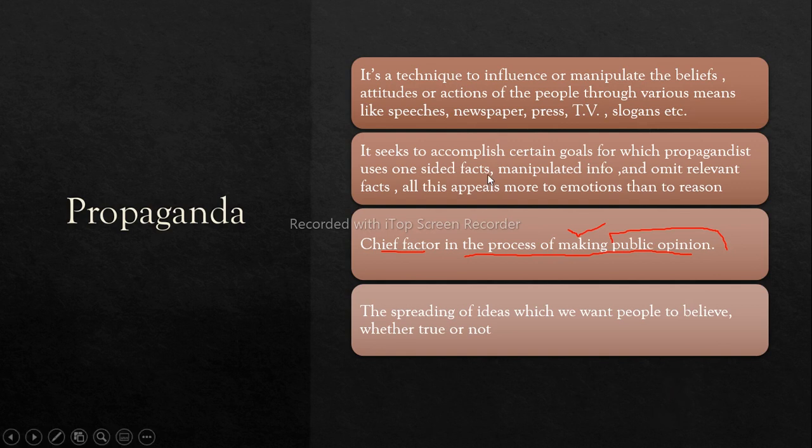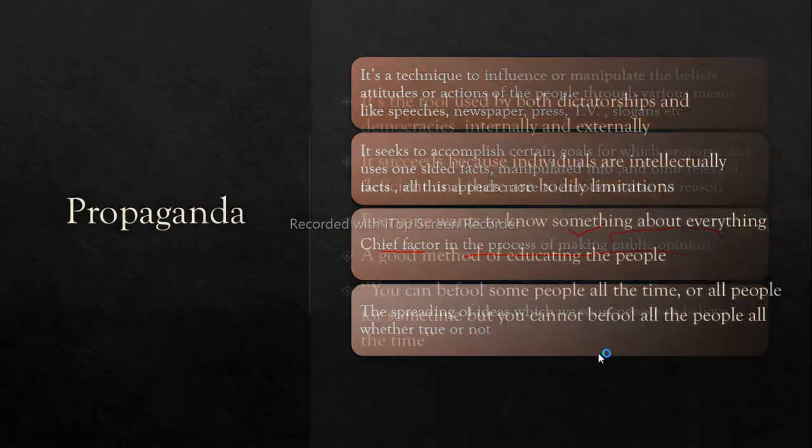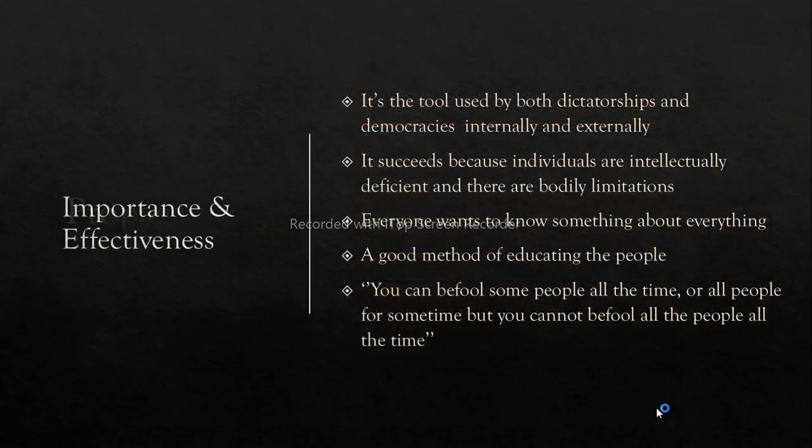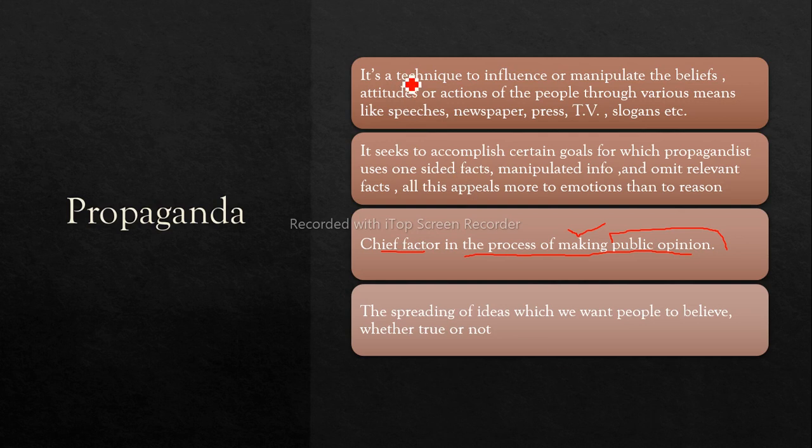So how can we define propaganda? It's a technique to influence or manipulate the beliefs, the attitudes, or actions of the people through various means. It can be speeches, newspapers, press, TV, slogans, etc. So in simple terms, what propaganda does is it changes what people think, or what their attitudes are towards a certain issue, towards a certain party, and what people do, like whom they vote for, for example.